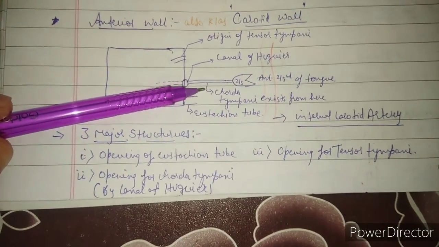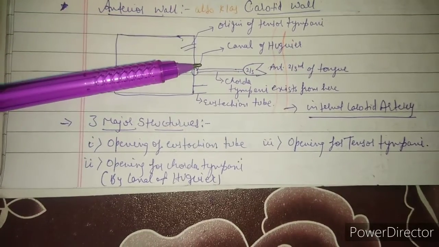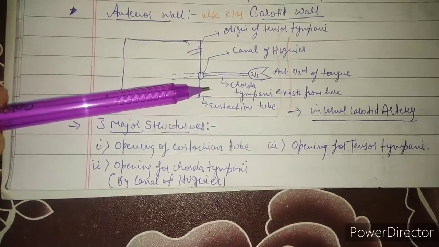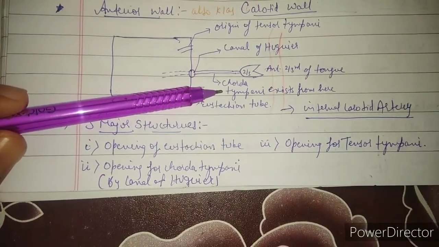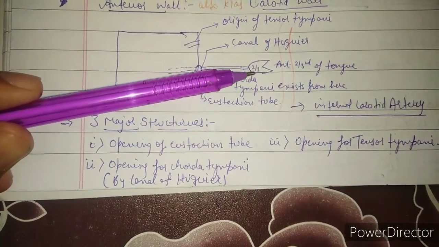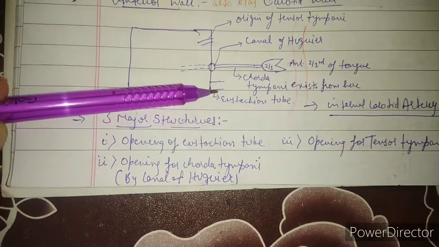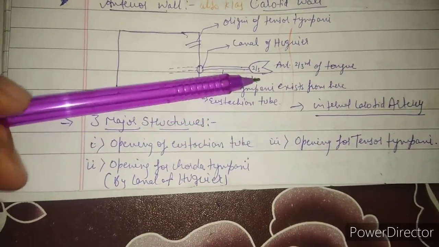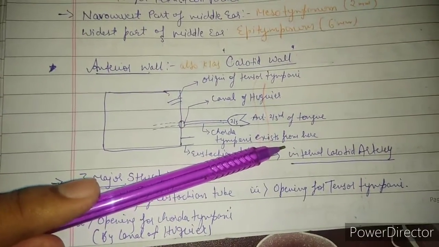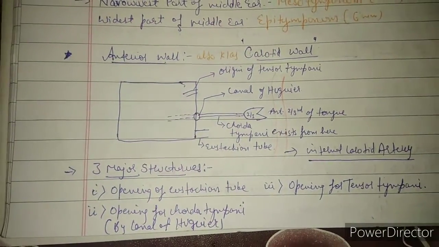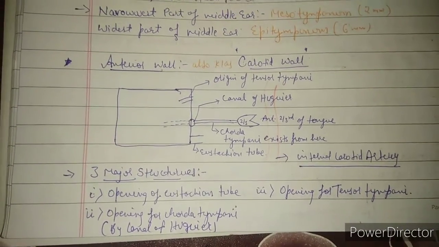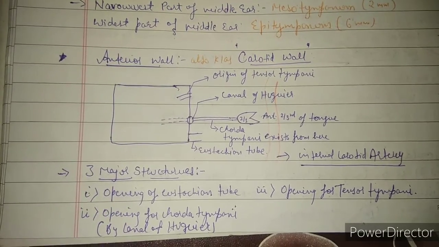So guys, please focus. From there the chorda tympani gets entry, and from the anterior wall of the middle ear the chorda tympani nerve exits from here. And what does it supply? It supplies the anterior two-thirds of the tongue. Then below we have the eustachian tube, and in front we have the internal carotid artery. So that's why it's also known as the carotid wall. The three major structures are the opening of the eustachian tube, the opening of the tensor tympani muscle, and the opening for the chorda tympani, that is, the canal of Huguier.